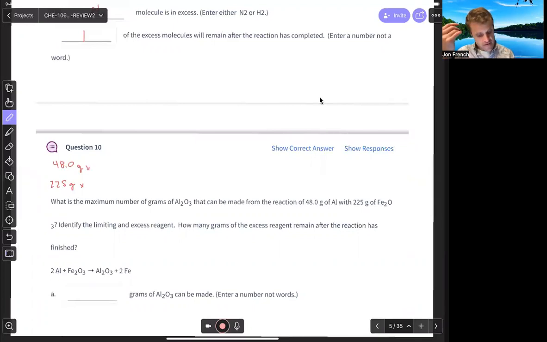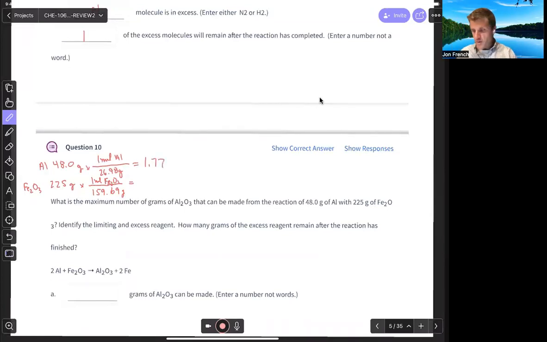So for question 10, I've got 48 grams of aluminum. I've got 225 grams of iron 3 oxide. I can't compare them as grams. I need to get them into moles. So 1 mole of aluminum is 26.98 grams, and 1 mole of iron 3 oxide is 159.69 grams. That's the molar mass of those.